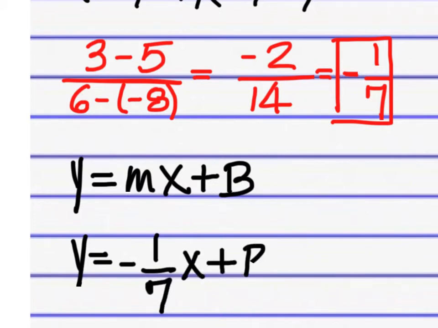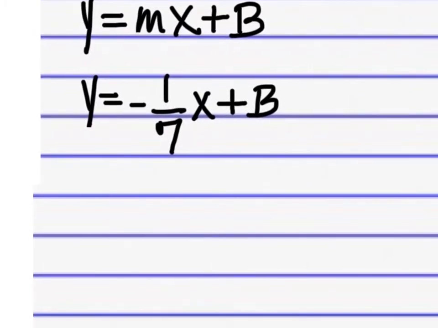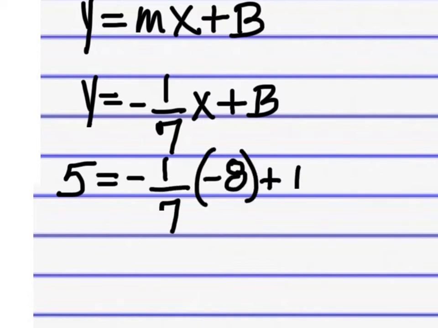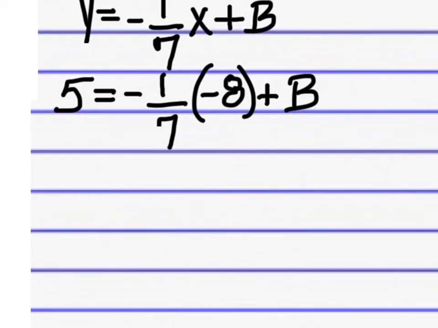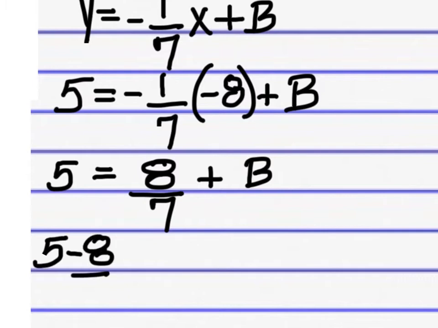x plus b. Let's plug in the first point, negative 8, 5. That means we have 5 equals negative 1/7 times negative 8 plus b. Let's simplify on the right side and come up with a positive 8 over 7 when we multiply negative 1/7 times negative 8. Move that to the left-hand side. 5 minus 8 over 7 equals b.